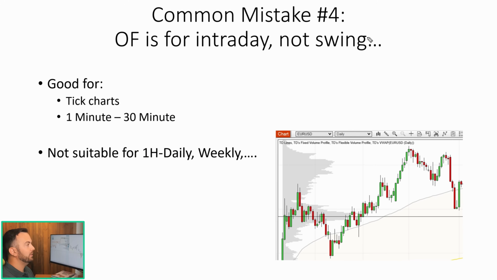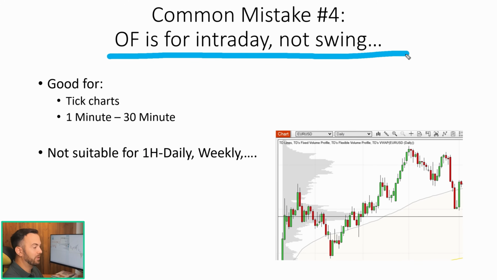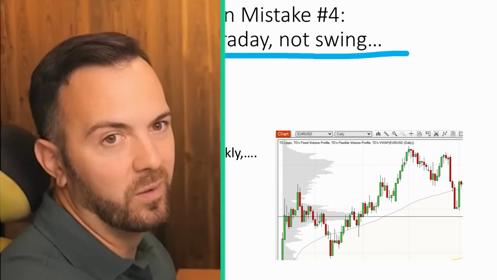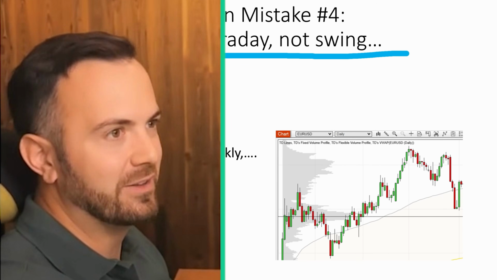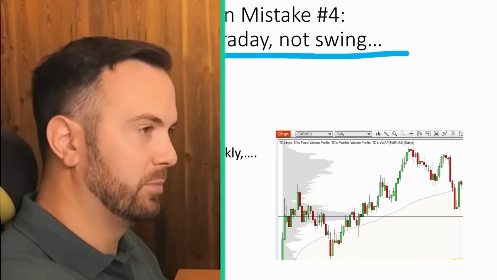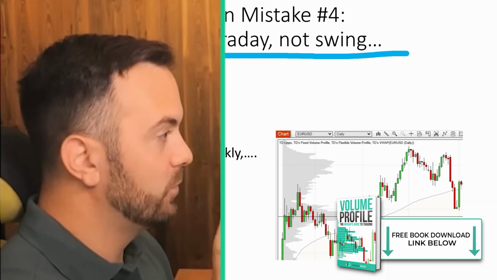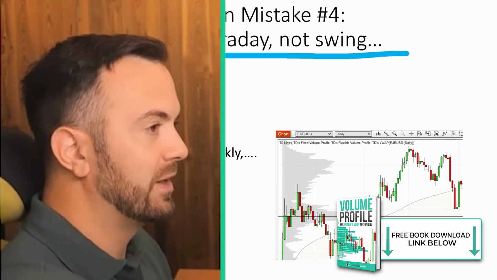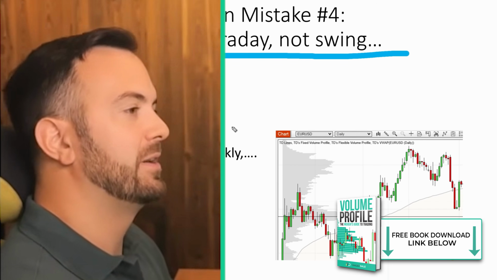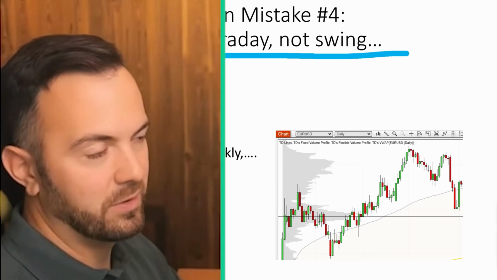Keep that in mind. Now, another mistake is thinking that order flow is not just for intraday, but also for swing trading. It's not. People keep asking me if they can use order flow for swing trading. No, this tool is good for intraday trading or for scalping, but for swing trading, there are other tools like volume profile. But if you want to trade with order flow, you can use, for example, tick charts or 1 minute through 30-minute time frames. That's like the maximum, right?